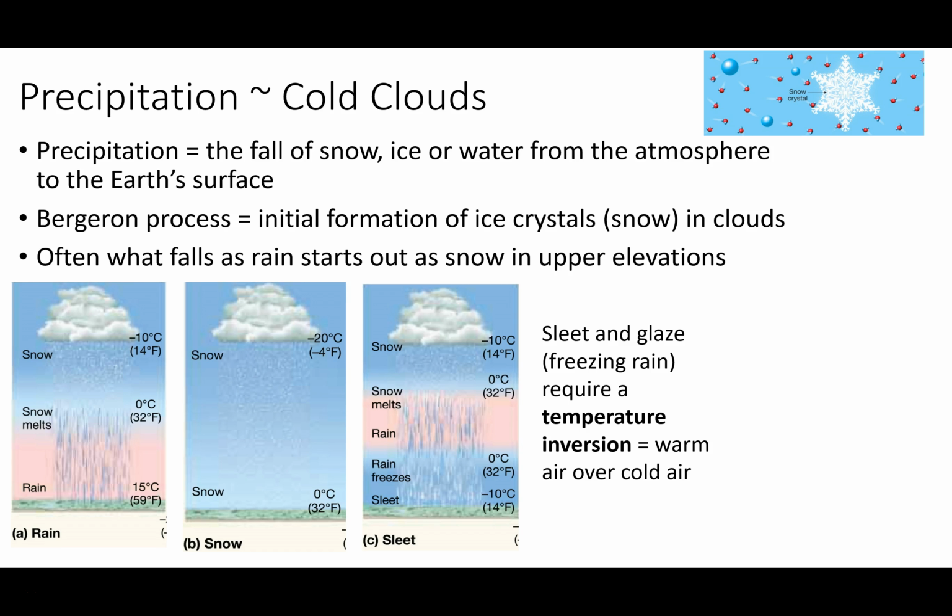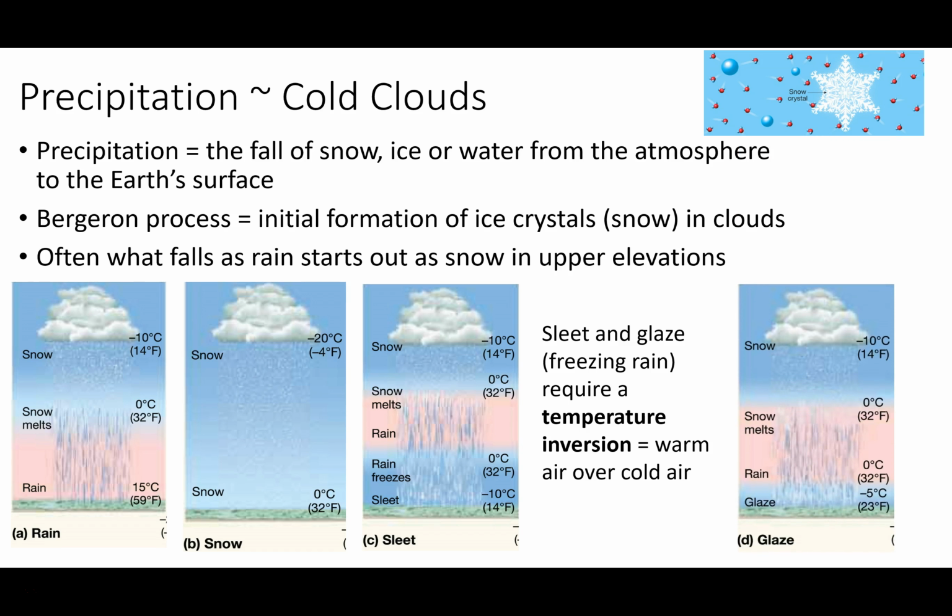Depending upon the depth of the temperature inversion, there are only two differences here. By the way, this is sleet and this is freezing rain. So when it says glaze, you're going to have to think of freezing rain. What's the difference between these two? They're both temperature inversions.